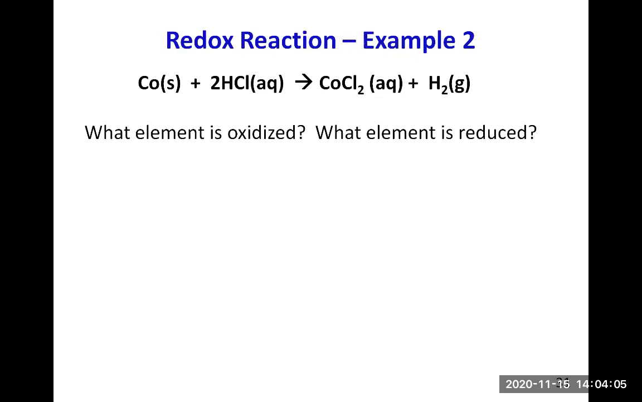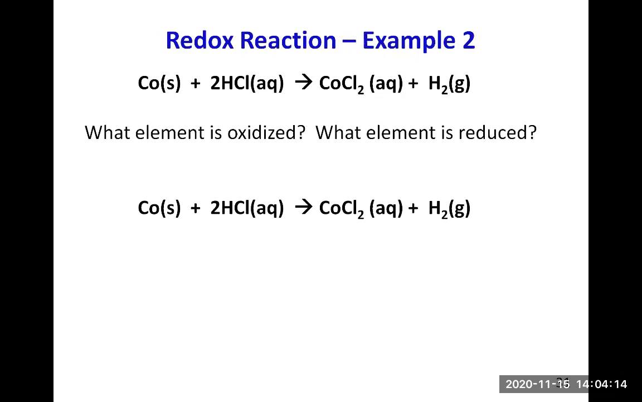So which element is oxidized and which element is reduced? Let's find out the charge for each element here. We said that elements in their natural or elemental state have a zero charge. And here we have cobalt in its elemental state. That's a metal, it's a solid. And we have also the hydrogen gas. Hydrogen in its elemental state is H2. It's one of those 7 diatomic molecules. So these two are zero charged.